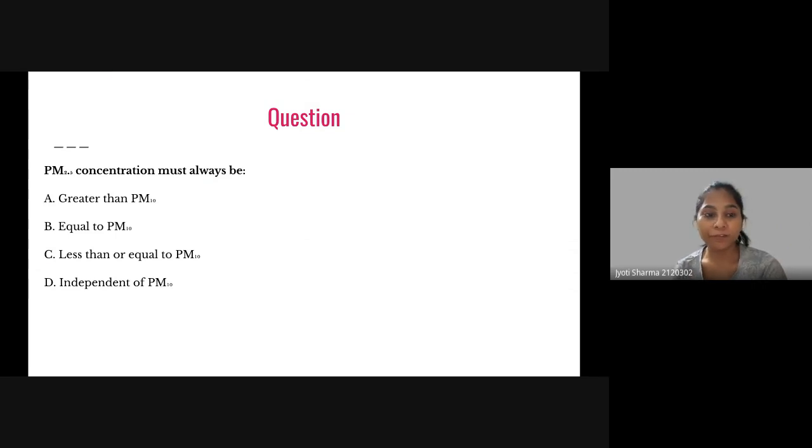Particulate matter 2.5 concentration must always be greater than particulate matter 10, equal to particulate matter 10, less than or equal to particulate matter 10, independent of particulate matter 10.